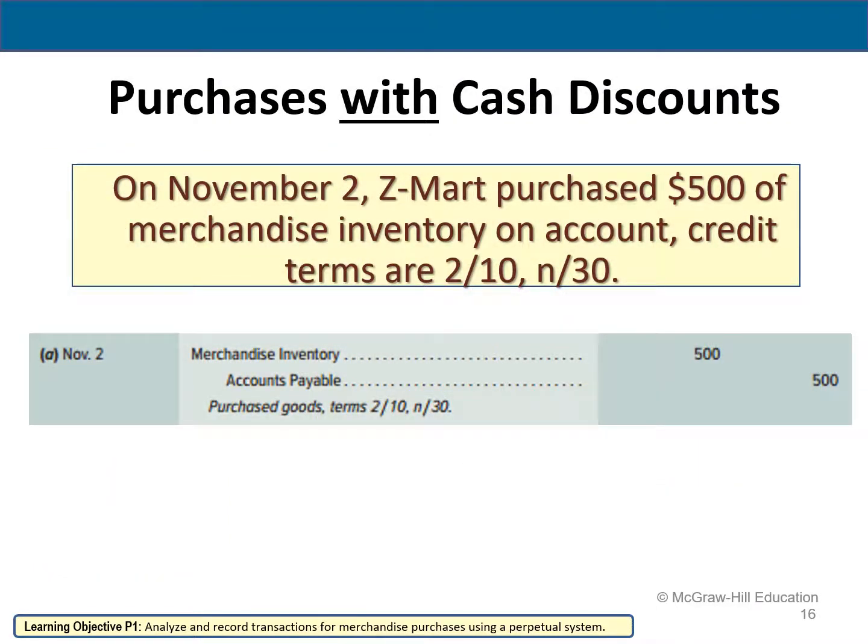So let's look at an example when we pay with cash discount. On November 2nd, Zmart purchased $500 of merchandise inventory on account, which means there's an AP, right? And the credit terms are 2/10 net 30. So when you first buy it, because you didn't pay cash, you're going to increase your inventory by 500, and you're going to increase your accounts payable by 500. Accounts payable is a liability. You increase with a credit, right?